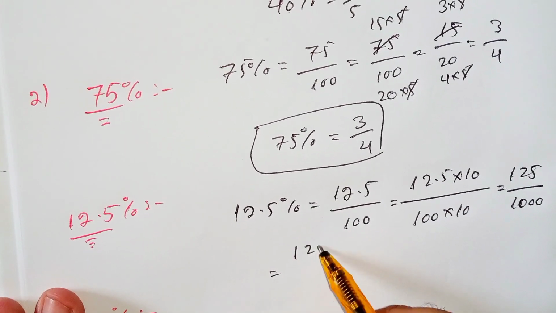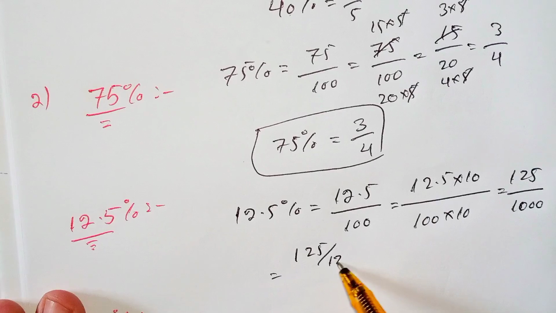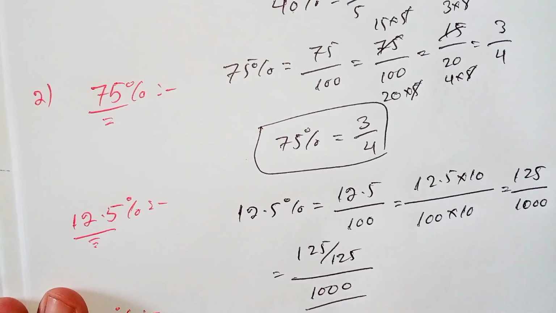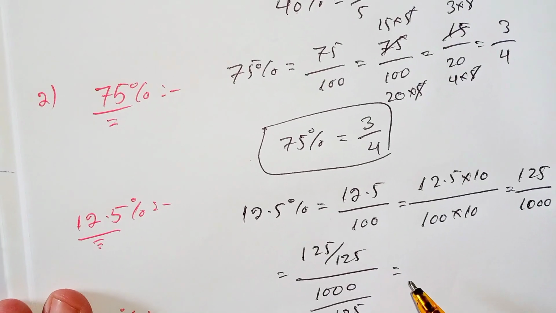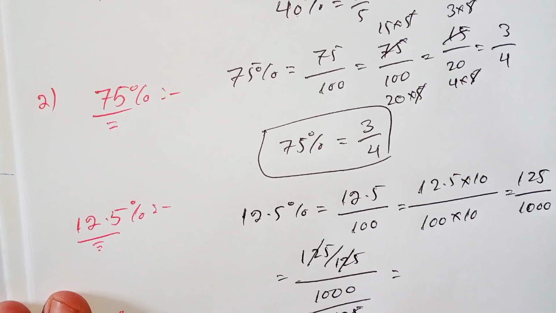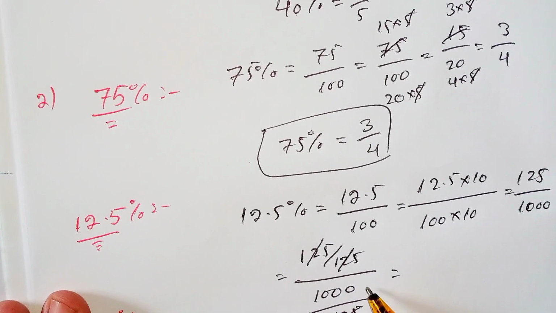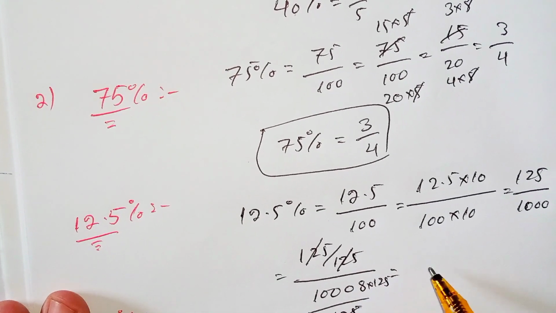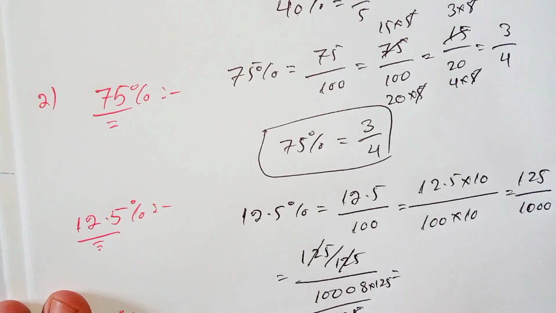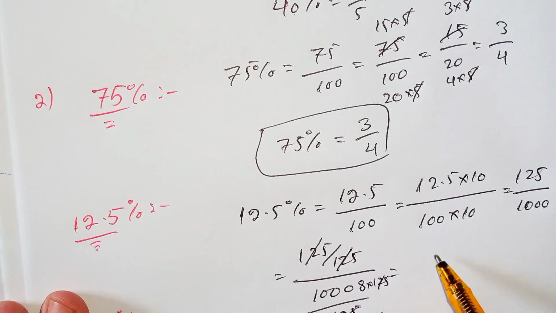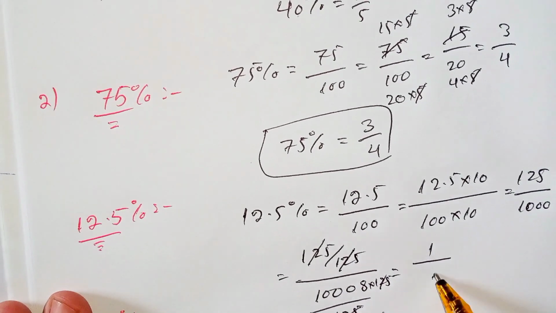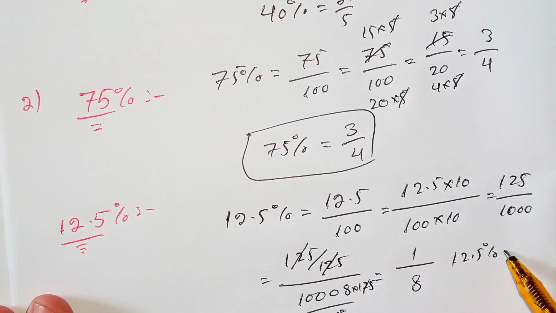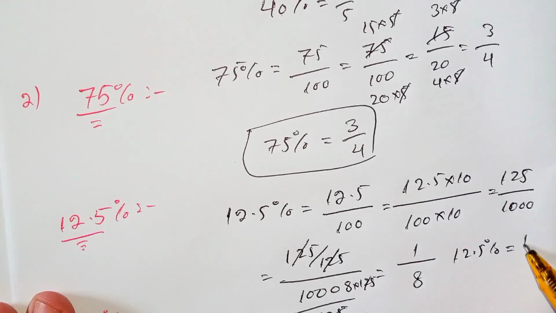So 125 divided by 125 over 1000 divided by 125, which is equal to 125 times 1 is 125, and 8 times 125 is equal to 1000. So cancel the 125 and 125 and write the remaining terms. So 1 over 8 is the answer. So 12.5% is equal to 1 over 8.